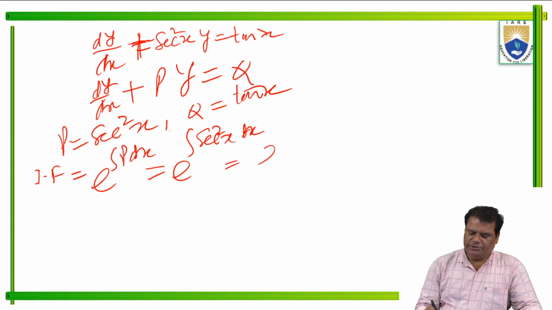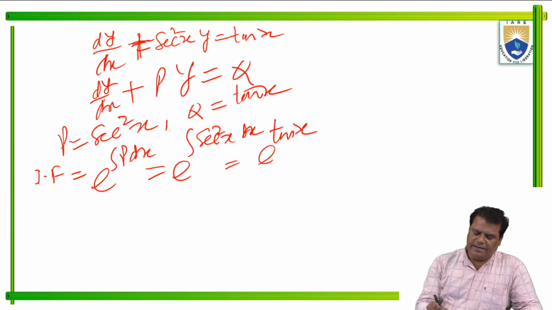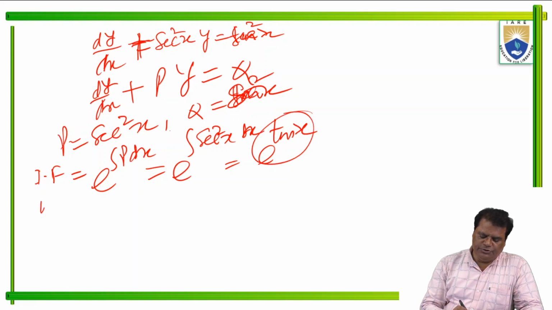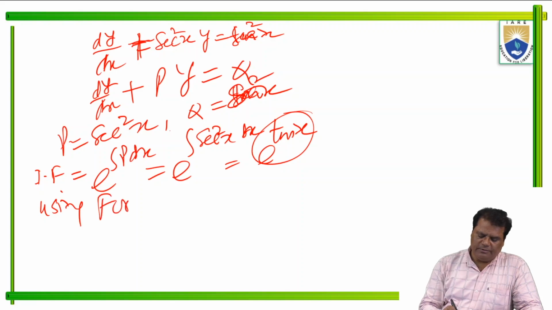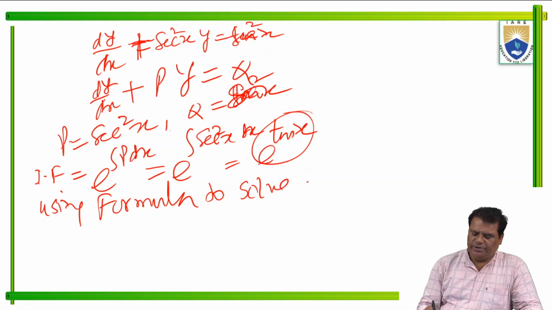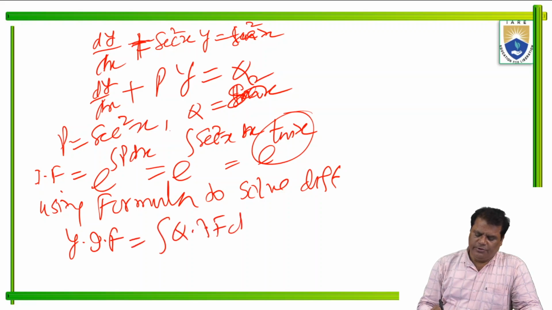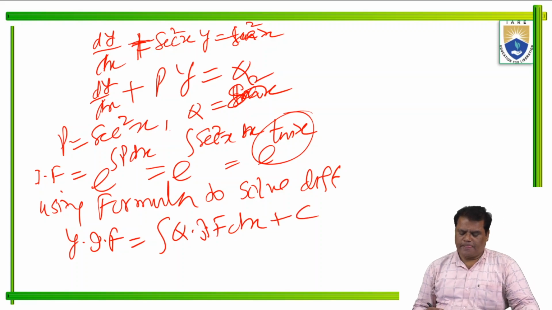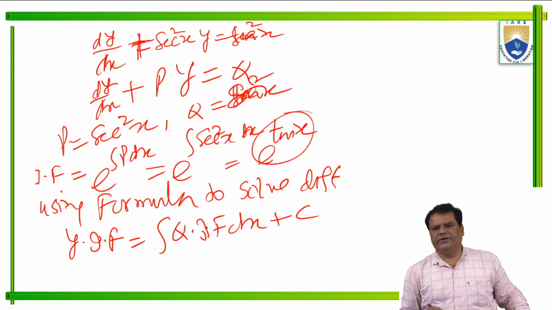So the integration of this is e to the power tan x. Here I am writing sec square x; this is the integral of sec square x, then e to the power tan x. This is the IF. Now, using the formula to solve the differential equation: y into IF equals the integration of Q into IF, whole dx, plus c. This is the basic formula to solve the linear differential equation.